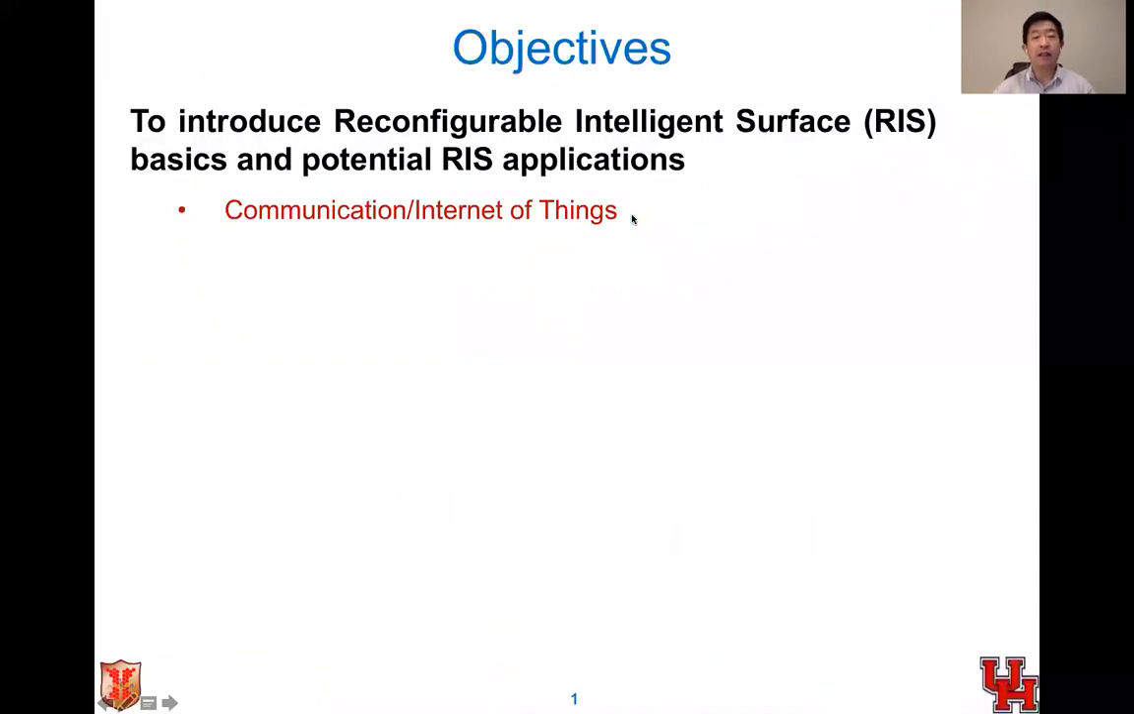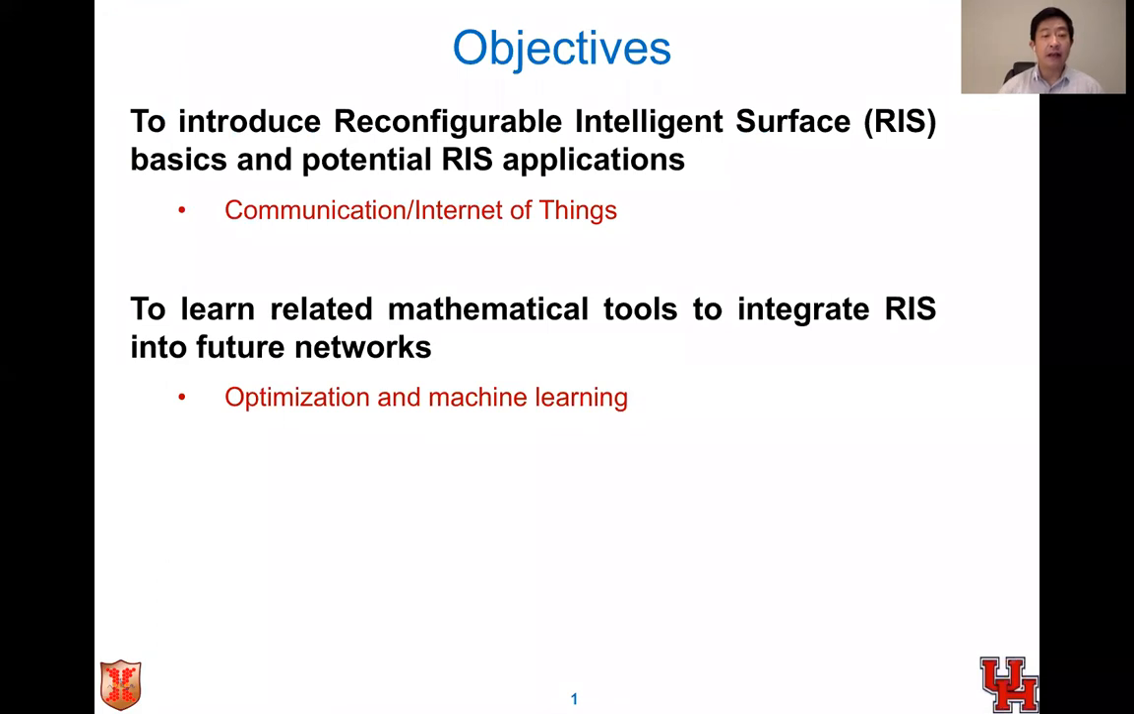The objective is, first, we have the basic introduction about RIS, and why this is a very hot topic recently. And then we concentrate on communication and the Internet of Things.